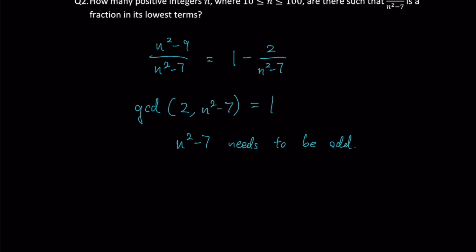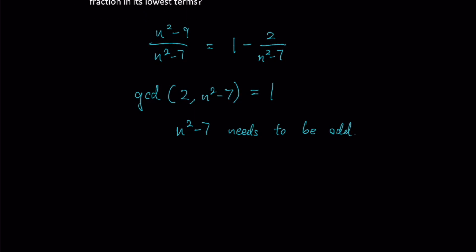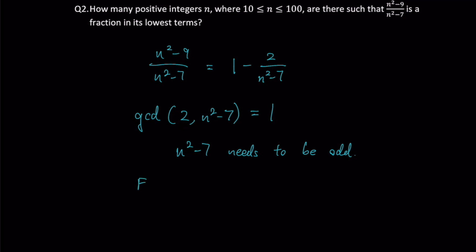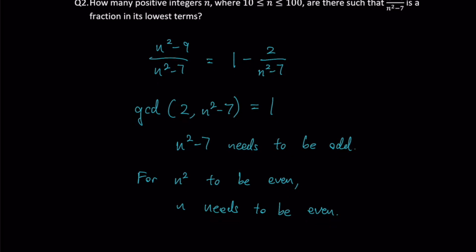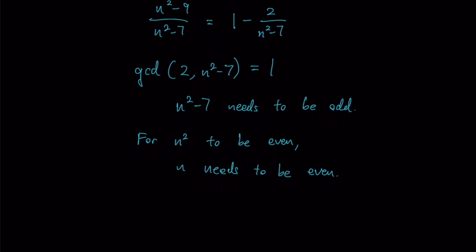And you realize that for n squared minus 7 to be an odd number, we need n squared itself to be an even number. And for n squared to be an even number, you guessed it, we require n itself to be even as well. Therefore, this entire question really boils down to how many even numbers there are in between the upper limit of 100 and the lower limit of 10, and that would then give us the answer.